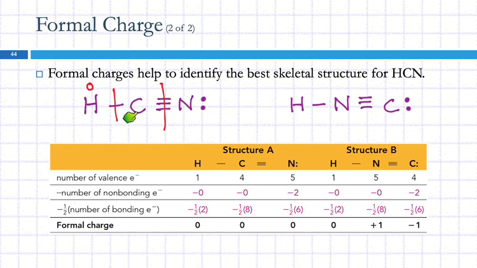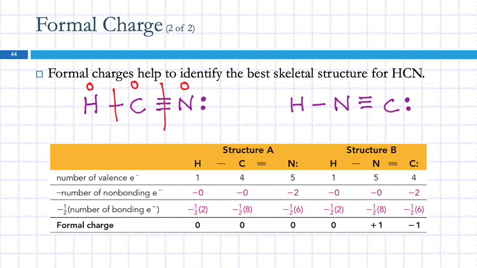Let's think about carbon. How many valence electrons did carbon bring? 4. And how many would it leave with? 1, 2, 3, 4. 4 minus 4? 0. How many valence electrons did nitrogen bring? 5, because it's in group 5A. And how many does it leave with? 1, 2, 3, 4, 5. Also 0. So all of those are 0 formal charges, which tells me right away that's probably the correct structure.